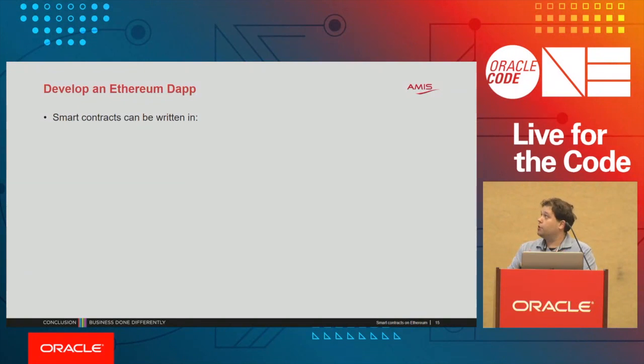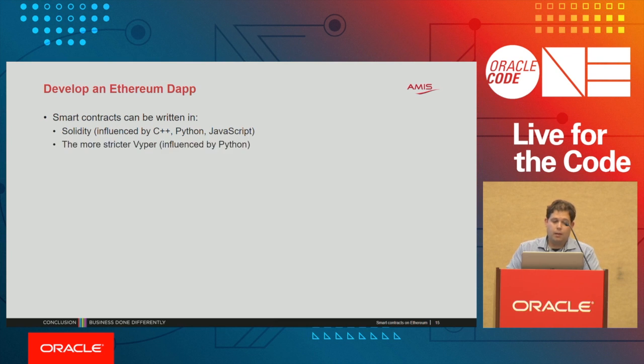We have, of course, the smart contracts, right? And they can be written in, as I said, Solidity, which is influenced by C++, Python, and JavaScript. That's the main one that's now being used. And then there's another language you can use called Viper, and that's really influenced by Python.